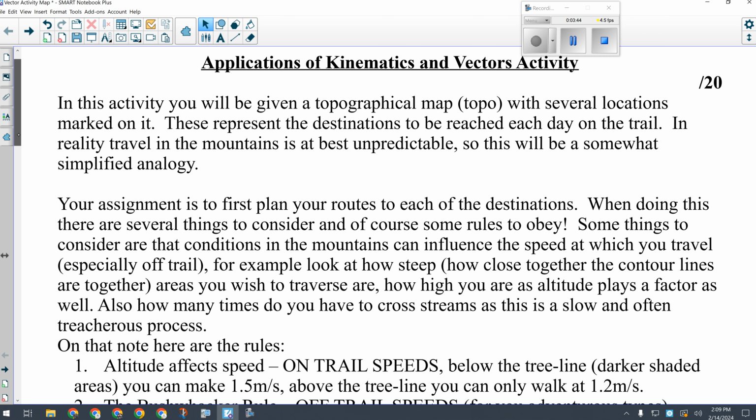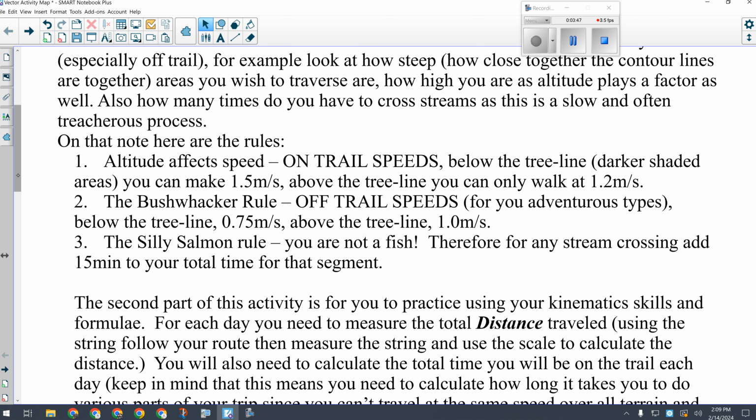So the first rule is altitude affects speed. The bushwhacker rule is the second rule. Altitude affects speed. So on the trail below the tree line, on that map and the map that you are going to get, below the tree line is green because you're in the trees. Above the tree line is white. If you don't know what I mean by the tree line, every day when you look over and see the mountains, which you can't see today, you can see where there's a line on the mountains. Above that line it's gray, and below that line it's kind of green. That's because at a certain altitude, trees don't grow anymore. Hence, tree line.